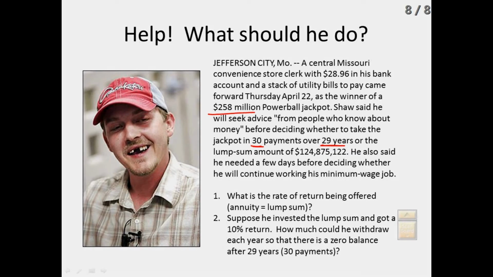It's an annuity due. Why is it an annuity due? Because it's only 29 years with 30 payments. So what that means is the first payment is immediate. And then over the next 29 years, it will be a total of 30 payments. So he's getting the first payment right now, and the remainder each year. How much is each annual payment going to be from his jackpot winnings?